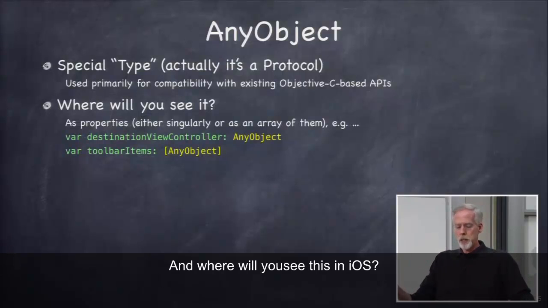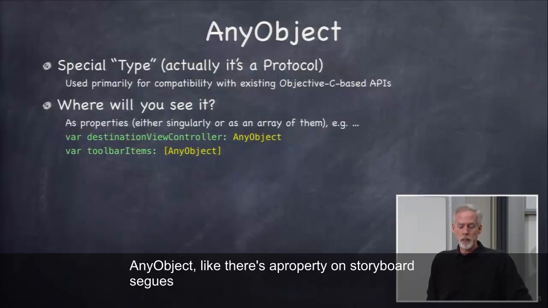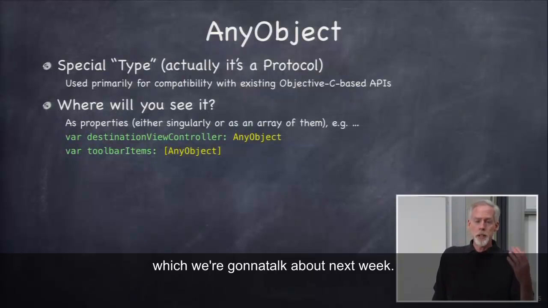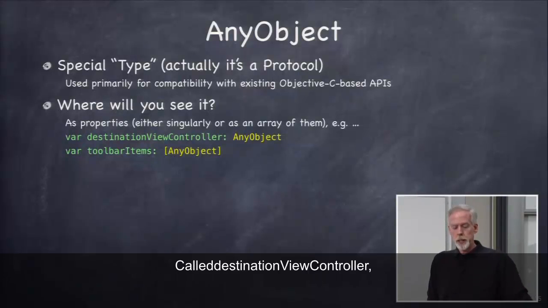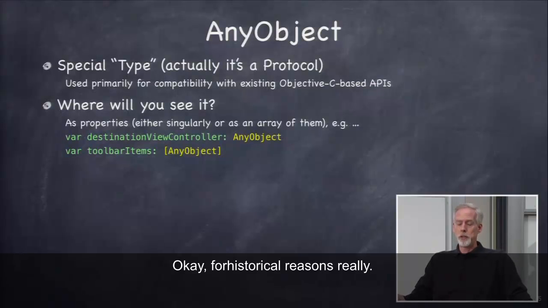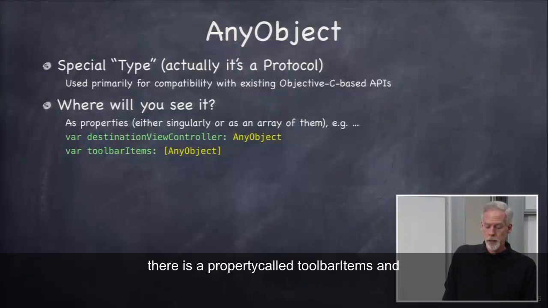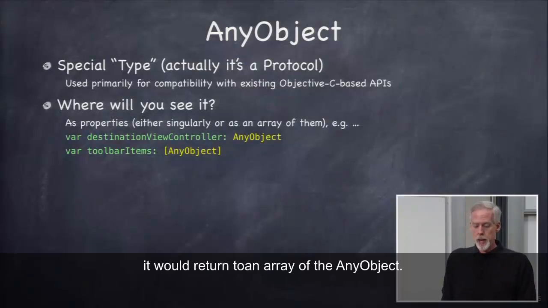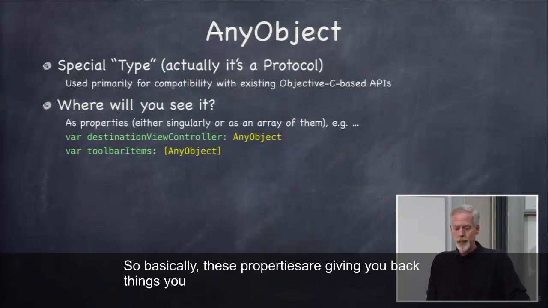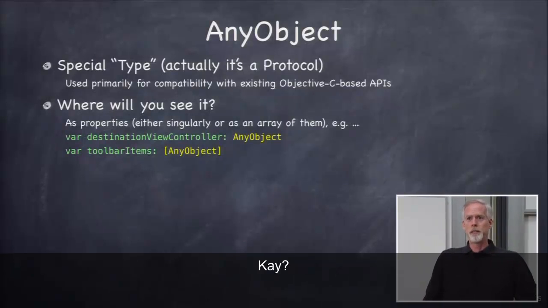And where will you see this in iOS? Sometimes you'll see properties that are AnyObject, like there's a property on storyboard segues, which we're going to talk about next week, called destinationViewController. Instead of being a UIViewController, it's of type AnyObject, okay, for historical reasons, really. And similarly, in UIViewController, there's a property called toolbarItems, and it returns an array of AnyObject, okay? So basically, these properties are giving you back things you don't even know what they are, okay?